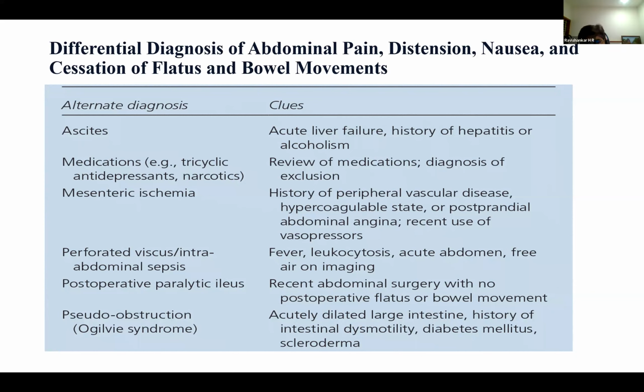Mesenteric ischemia, perforated viscus, acute pancreatitis, postoperative ileus. These are the 4 things you should mention. Pseudo obstruction, ascites, and medication are medical causes which mimic intestinal obstruction, which we may not necessarily need to treat. Okay, carry on.